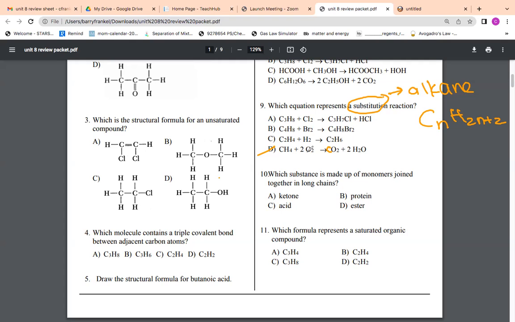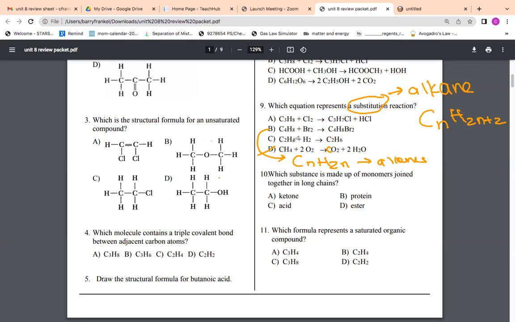Now what we have to do is look for the thing that starts off with an alkane. If you look at choice B and choice C, you'll see an example of choice B. Hydrogens, you have 8, carbons, you have 4. That means you have double the amount of hydrogens as you do carbon. That follows this formula. This is for alkenes.